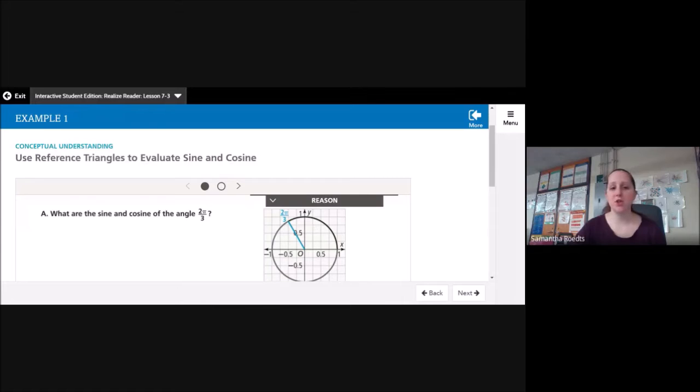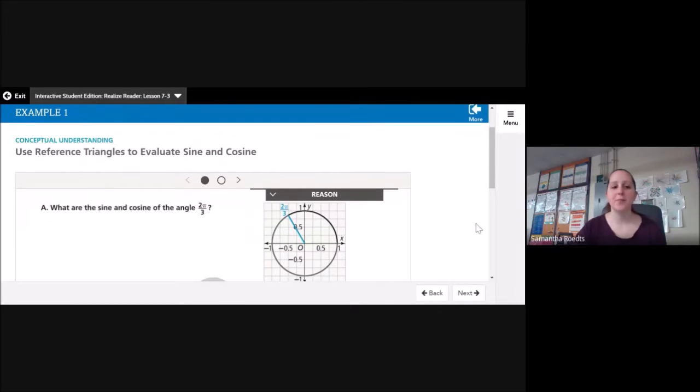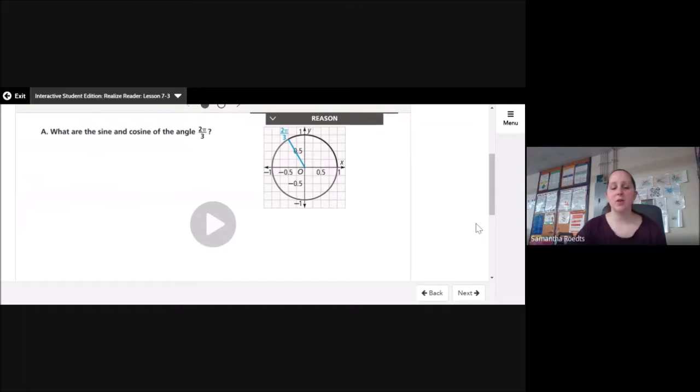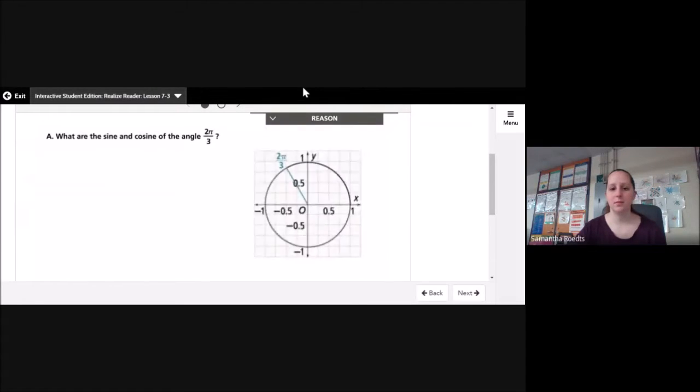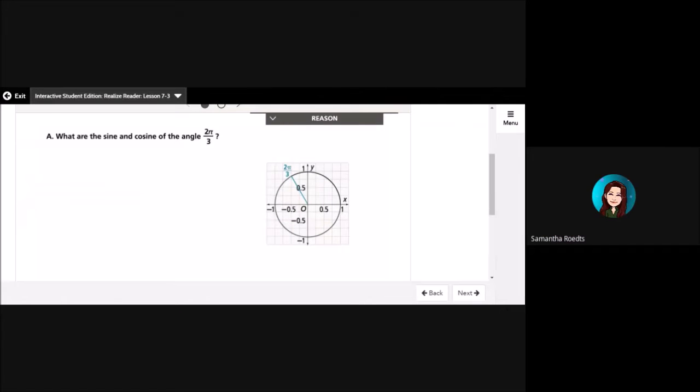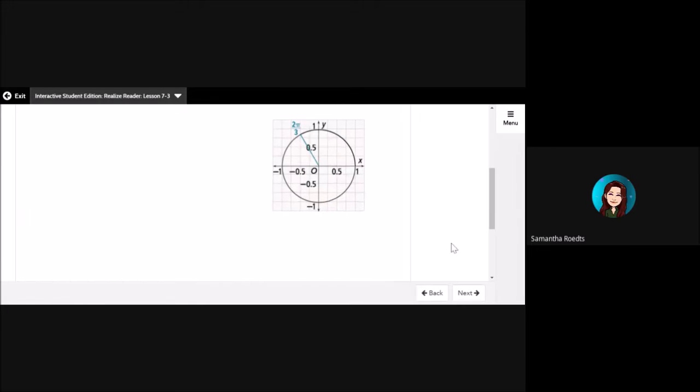Example 1, use reference triangles to evaluate sine and cosine. What are the sine and cosine of the angle 2 pi divided by 3? You can solve this problem by creating a reference triangle. Draw a vertical line to connect the terminal side of the axis to the x-axis. Your triangle includes the angle that is supplementary to 2 pi divided by 3, which is pi minus 2 pi divided by 3, or pi divided by 3.